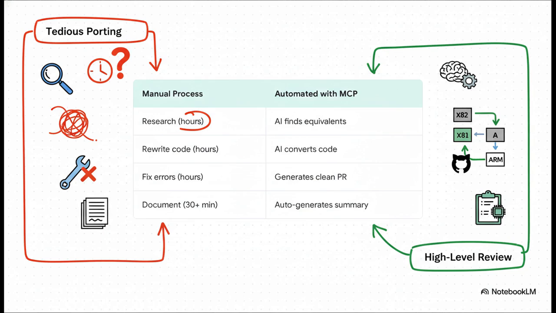And it's not just about saving time, even though it saves a lot of time. The manual way is just full of hours of boring research, frustrating rewrites, and chasing down compiler errors. The automated flow just vaporizes all of that. It completely changes the developer's job from being a tedious code porter to a high-level strategic reviewer.